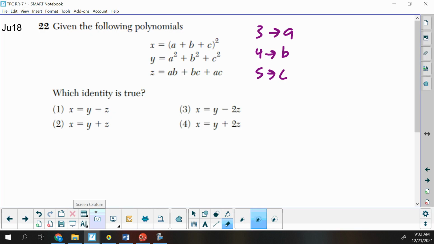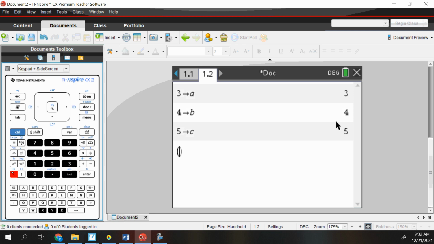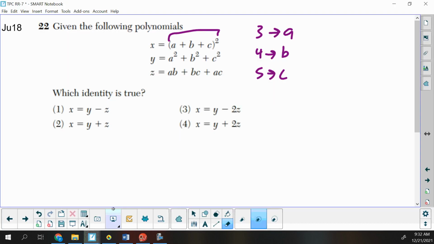So then we want to type in the right side exactly as it looks. So we get numerical values for x, y, and z. So we're going to do in parentheses a plus b plus c all squared. Go like that. And when we hit enter, we get 144. So we know for us that x is going to equal 144.